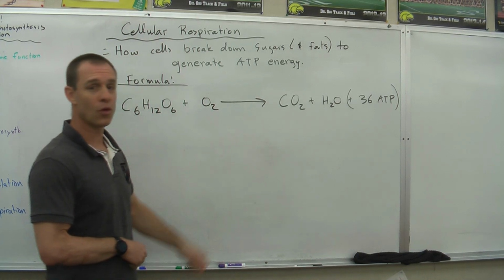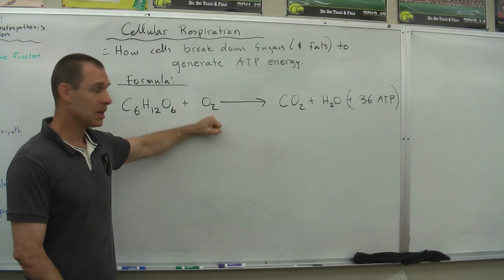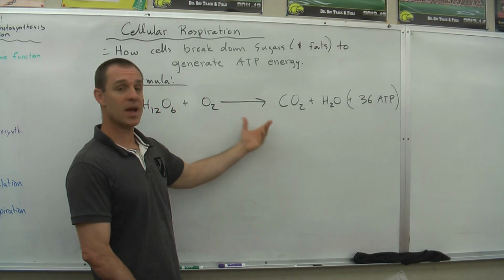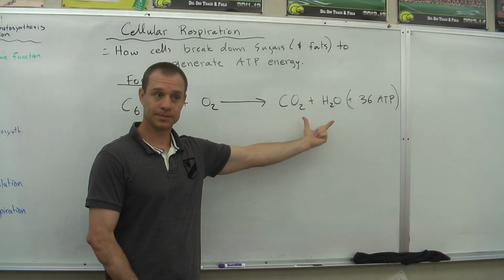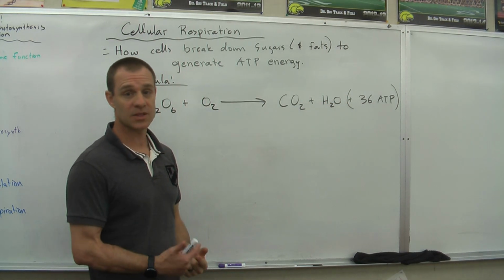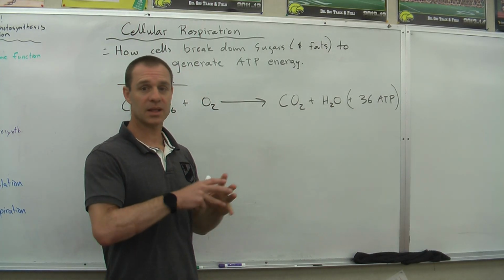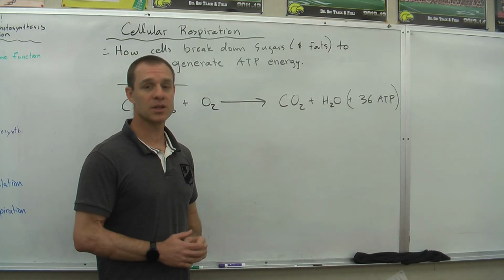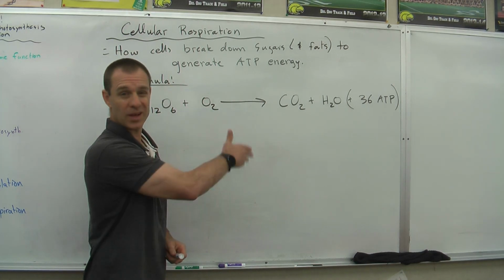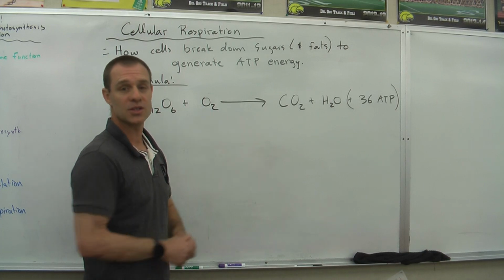And so here's your chemical formula. We've got glucose plus oxygen, which is going to be broken down and rearranged into carbon dioxide and water, and in the process generate 36 ATP molecules inside of cells. Now, that 36 ATP is going to come from basically 3 steps. So cellular respiration is using 3 separate chemical processes that allow us to generate some ATP with each step.